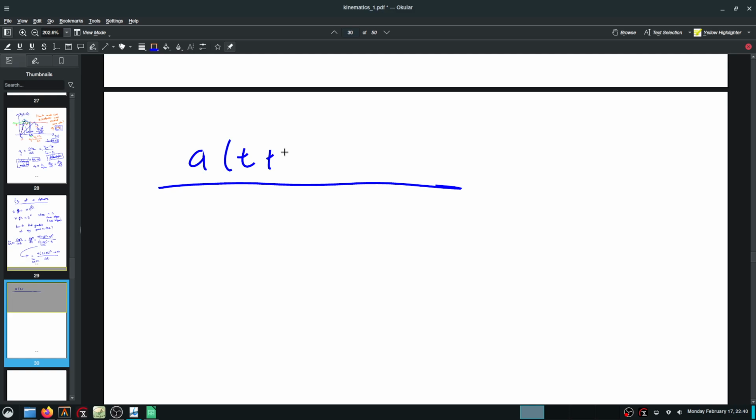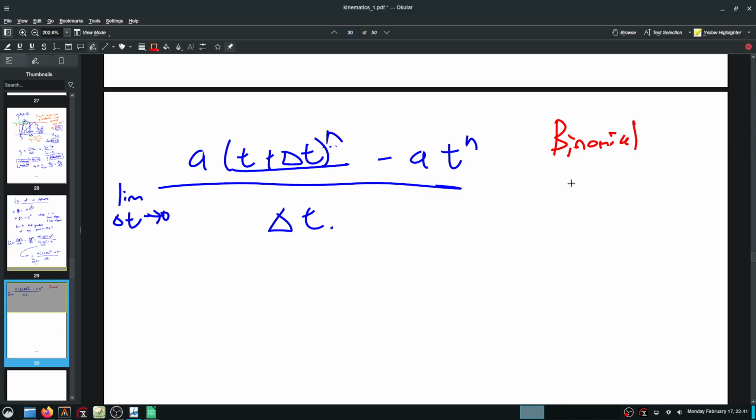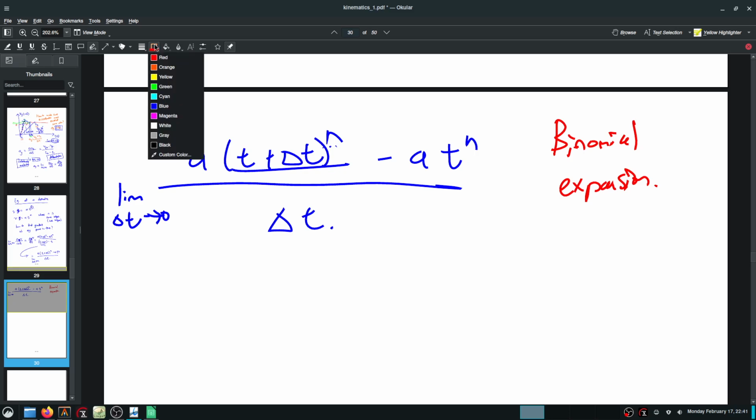(a(t + Δt)^n − a(t)^n) / Δt, as the limit Δt goes to 0. Okay, so how do you deal with this thing here? We use something called binomial expansion. If you're not sure, please go and use AI, Google, do whatever. I'm not going to explain it here.